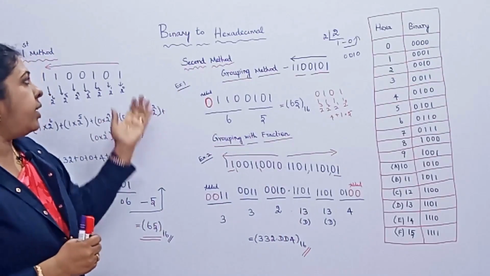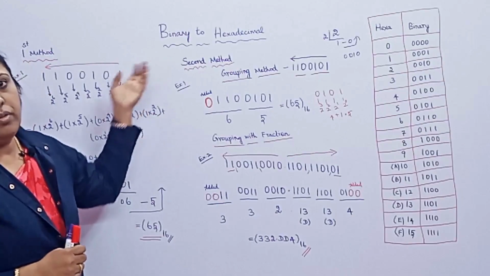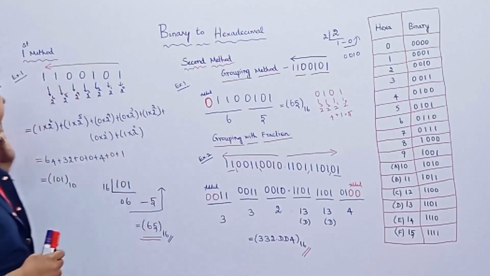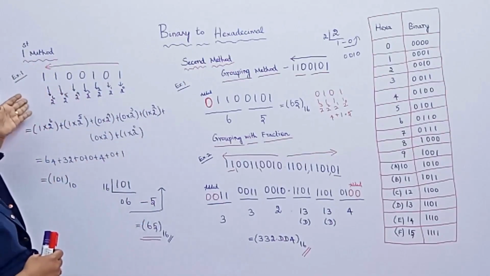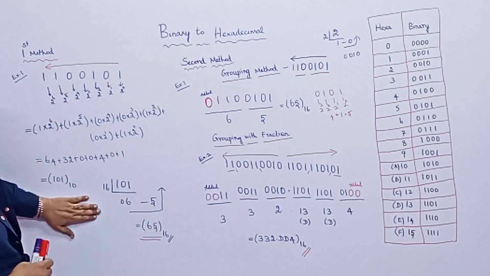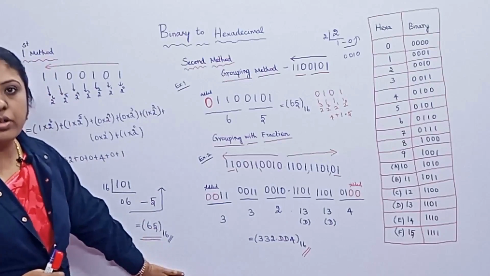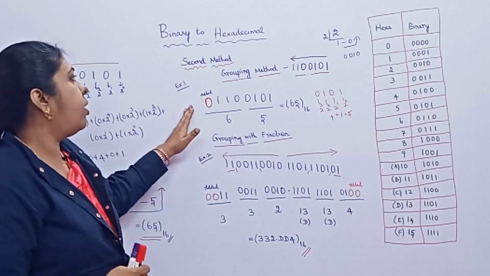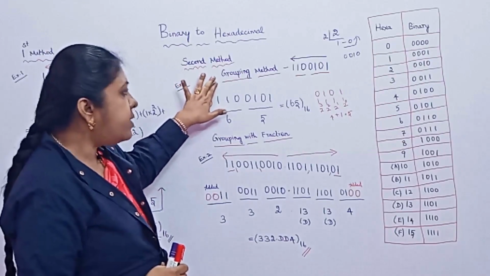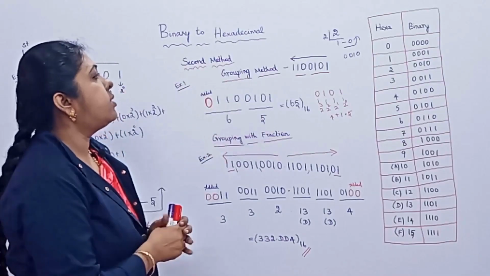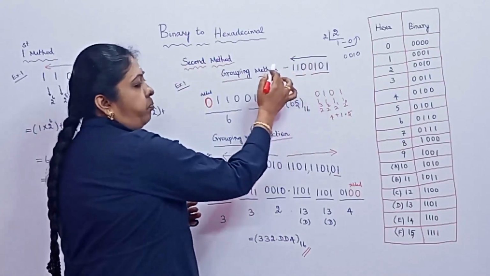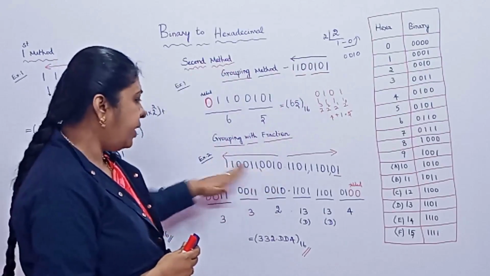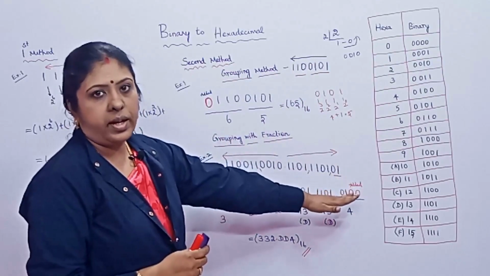So today we saw binary to hexadecimal with two methods, for an integer number and for a fractional number. For the integer number, the basic idea is converting it into decimal, and after converting to decimal, converting to hexadecimal. This is the first method. The next simple method is called the grouping method. For an integer number, we group the digits from right to left, and for a fractional number, we group the digits from left to right.